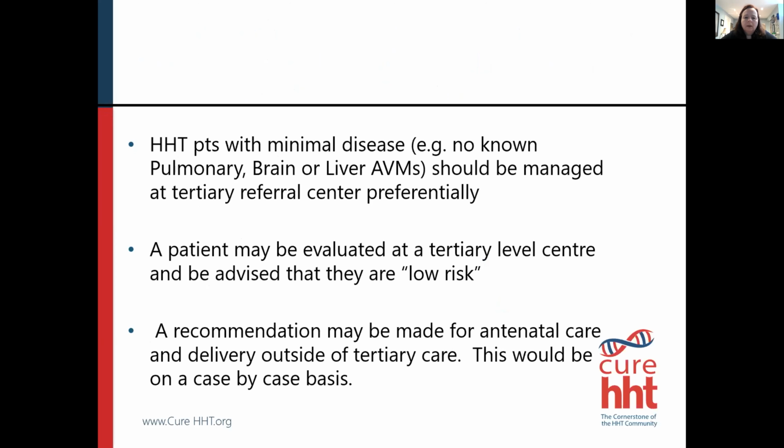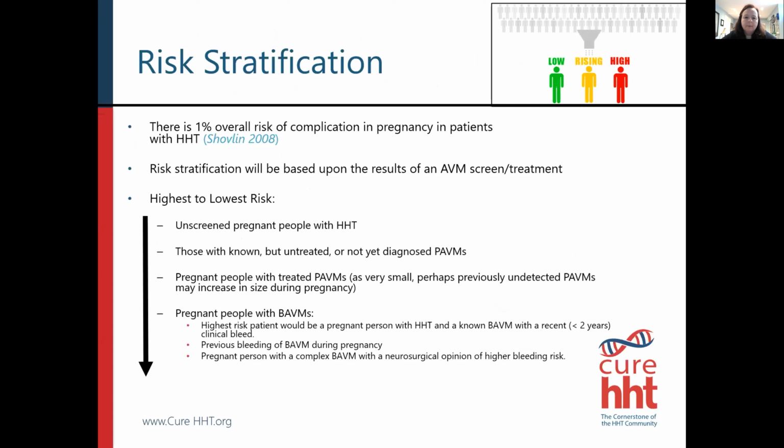So again, HHT patients with really minimal disease can be managed at a tertiary care center preferentially, but at that tertiary care center, they may be advised that they're generally low risk. And then a recommendation may be made for care and delivery outside of that tertiary care center, so more close to where you're living. And this would be done on a case-by-case basis.